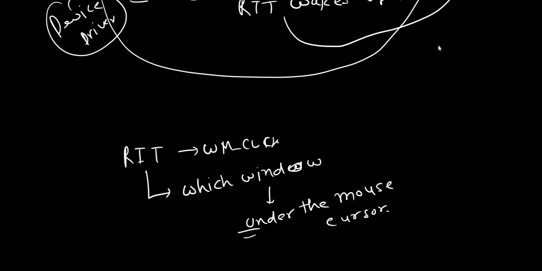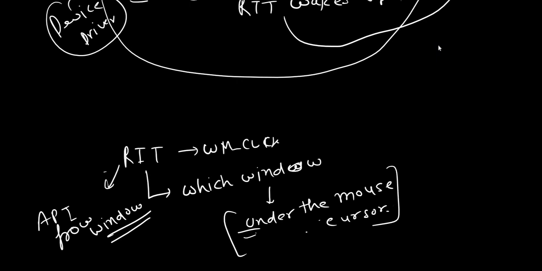Which window is under the mouse cursor. This raw input thread will try to find out which window is under the mouse cursor. For that, there is an API from Windows. So it will use the same API which has been provided by the operating system, by the Windows libraries. It will use that particular API to find out which window is under the mouse cursor, right?